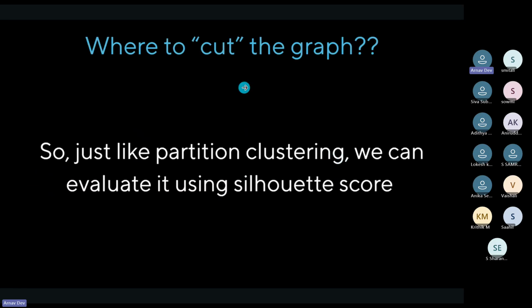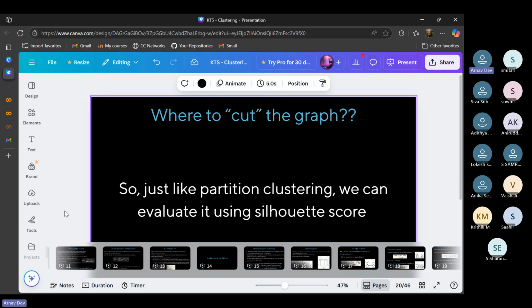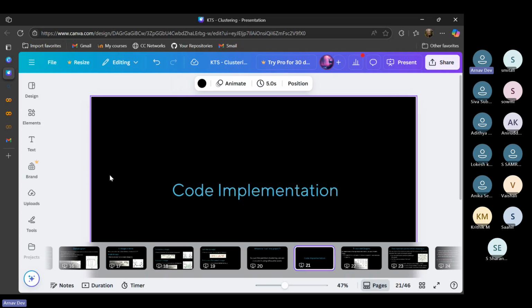Now the other thing is where to cut the graph. Suppose you are merging all the clusters from single data points to one whole cluster; how do you decide where to cut the graph to get a certain number of clusters? As I explained before, we can use the silhouette score here as well to find the optimal value of k, and we can cut the dendrogram there to get the necessary number of clusters. So let's move on to the code implementation for this.